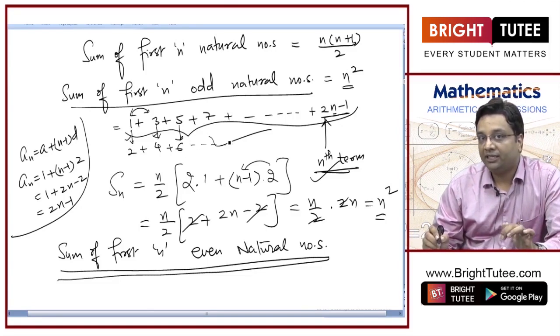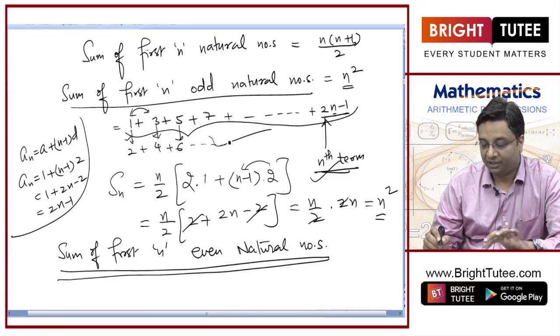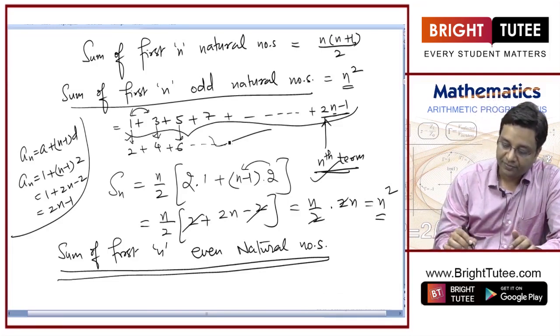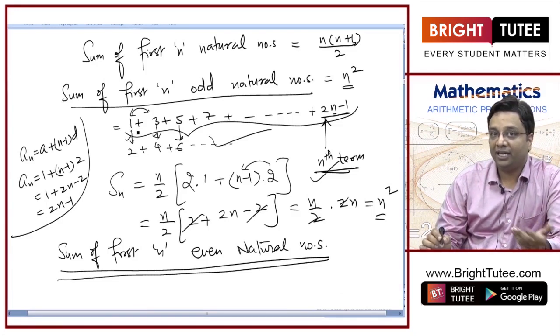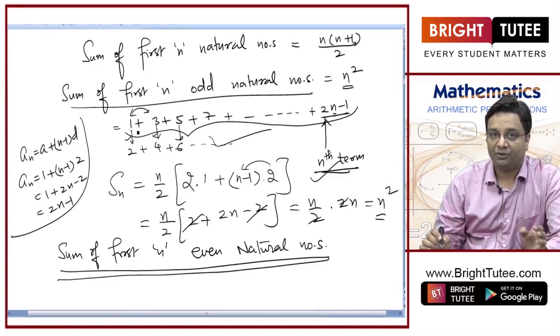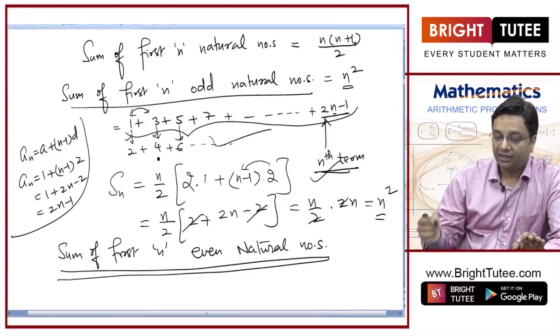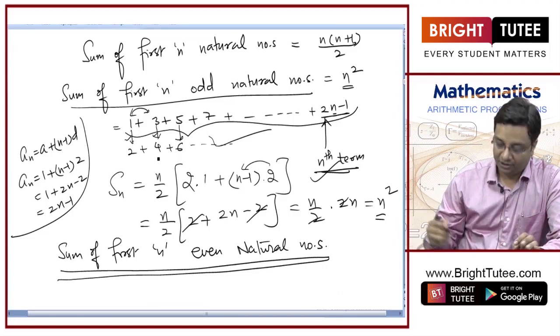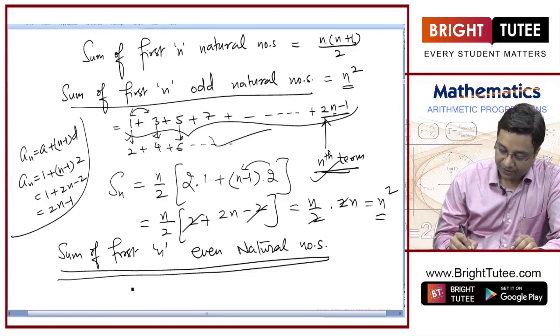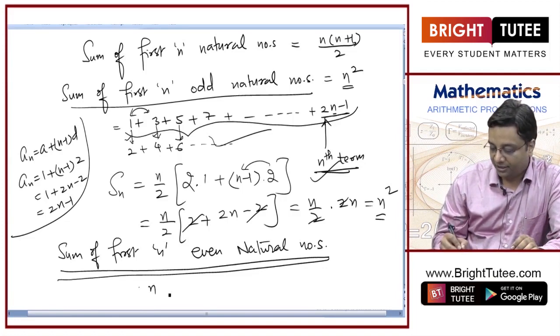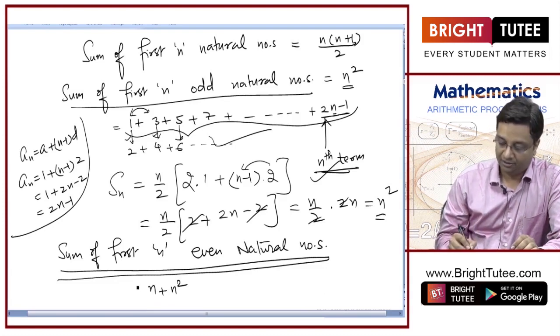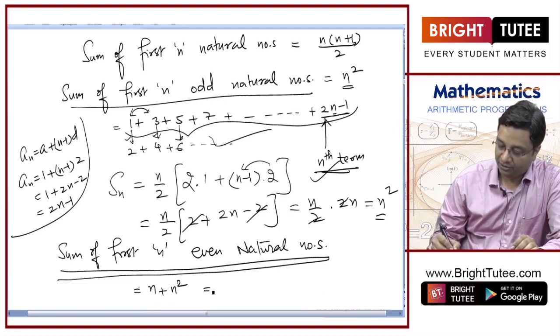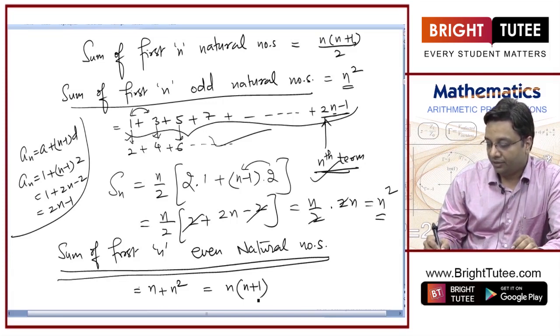So I will get all the even natural numbers by adding 1 to every term of this AP, right? That means, how many times do I add 1 in this? n times. Obviously n terms are there, so I add 1, 1, 1 n times, right? So if I add n in sum of odd natural numbers, it will give me sum of first n even natural numbers, which will be equal to n into n plus 1.